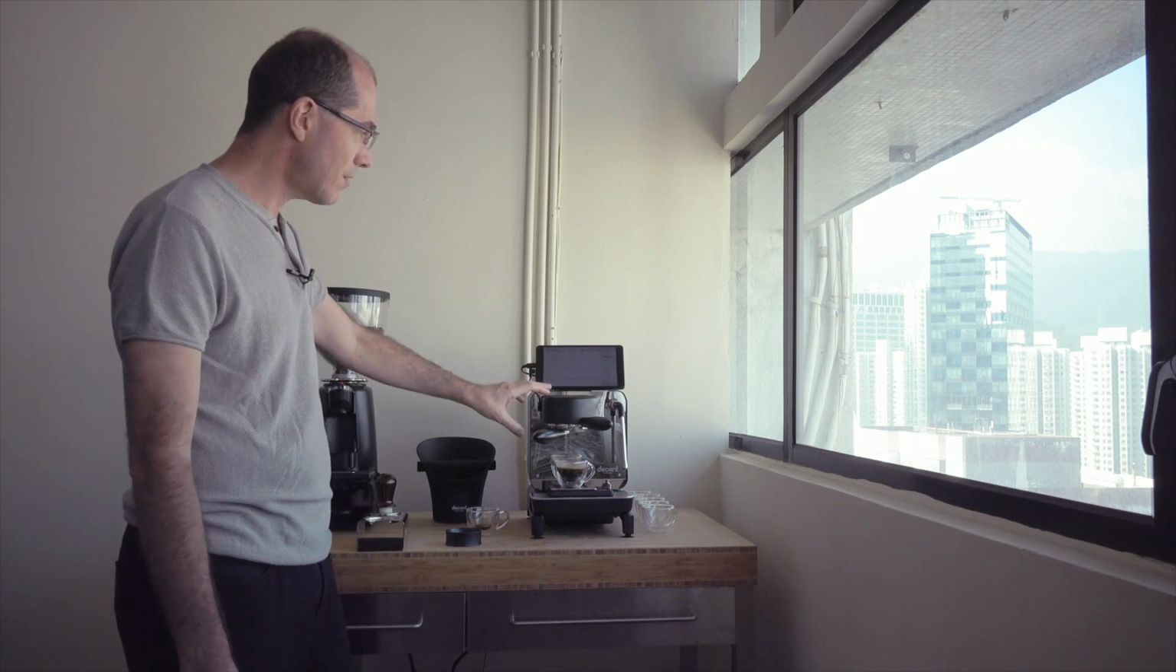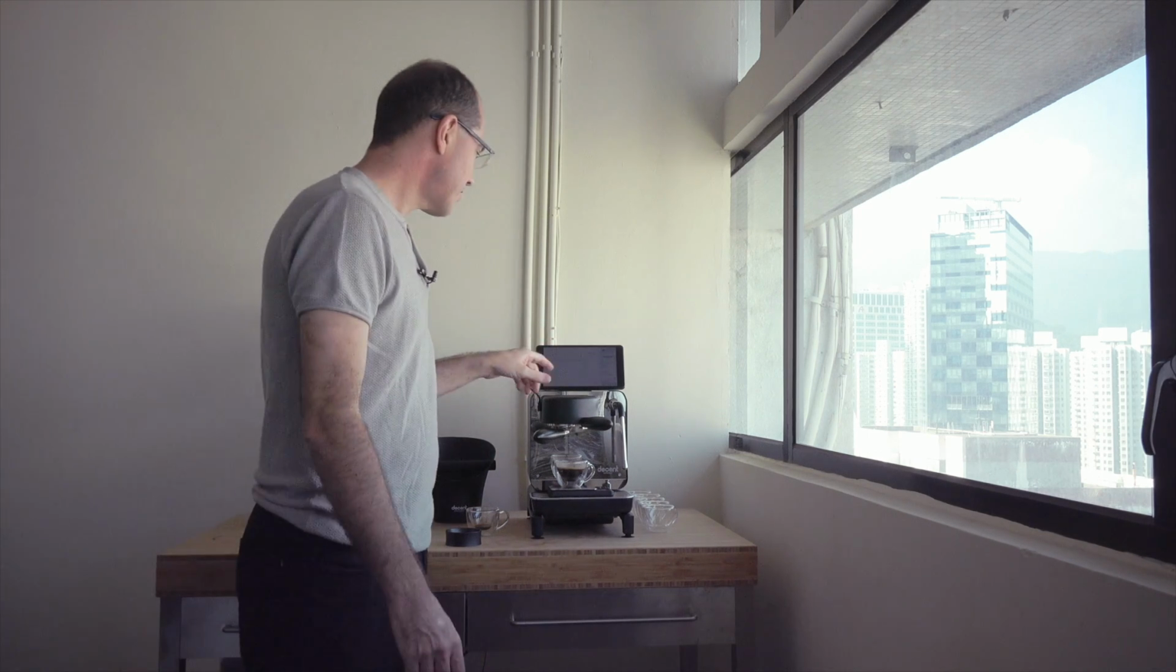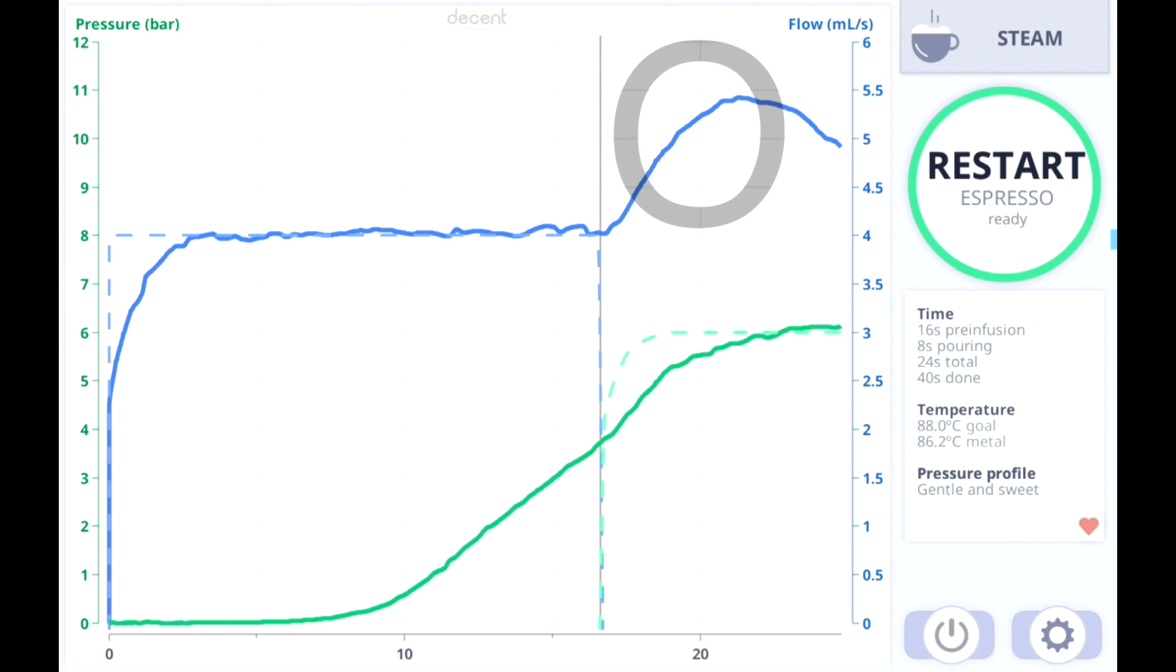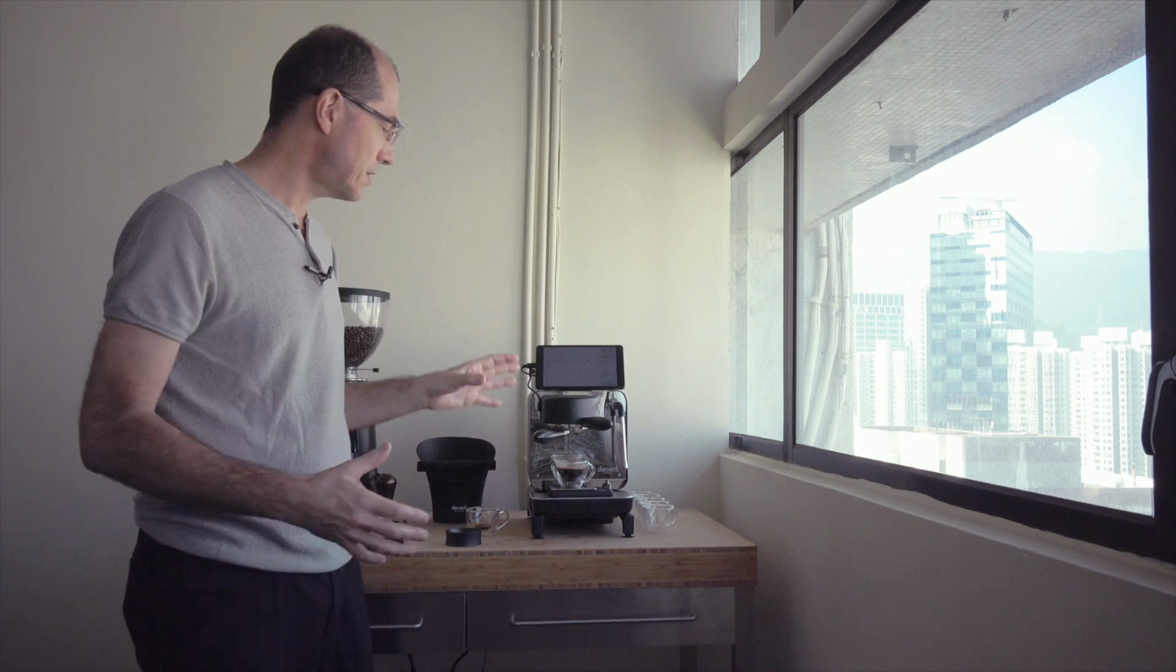It means that the water pours through. You'll see that the pressure did rise and it did eventually hit the pressure goal of 6 bar. However, the water flow had to climb up to 5.5 mils per second and just pump through that puck. And that's just going to be really bitter, unpleasant coffee.